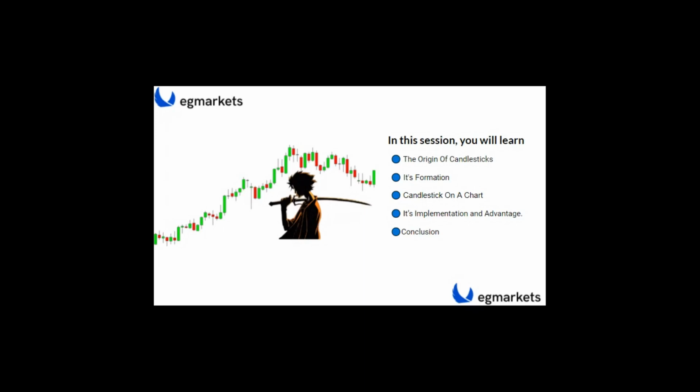Now, the origin of candlesticks. I don't want to bore anybody with the story of how candlestick evolved and all. No. What I want to do is go straight to the point. Candlesticks originated from Japan. Okay? Basically, its usage was to calculate the prices of rice whenever they believed there was going to be a surge in demand or supply. That's where candlestick originated from.